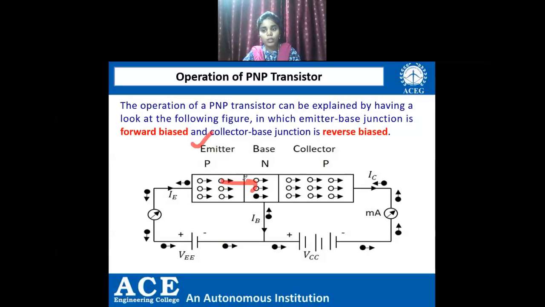Whenever it is moved towards base, what is base doing? Okay, base is lightly doped. This also has some electrons, right? Now these holes are going to combine with the electrons present here. What about the remaining electrons?